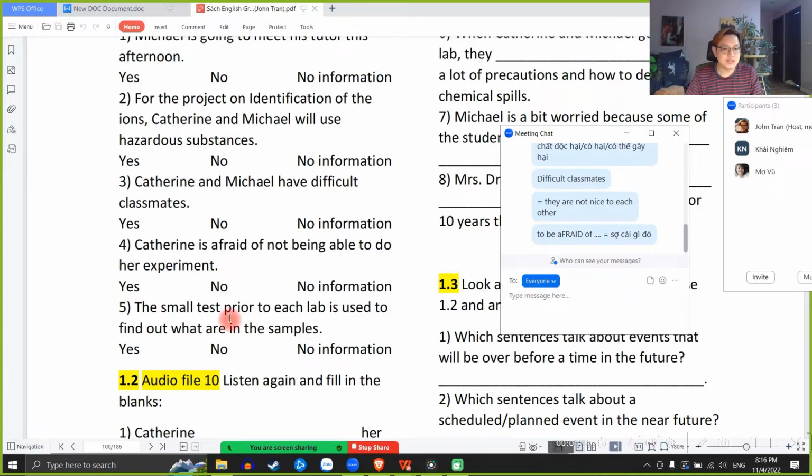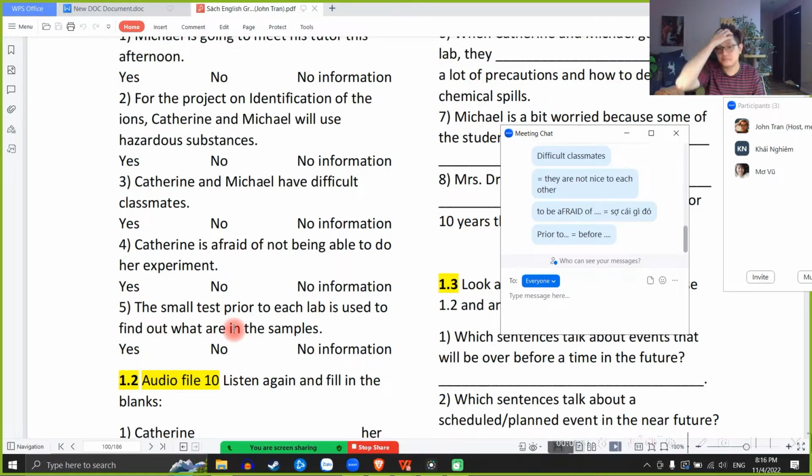Number 5. A small test prior to... means before something. Prior to means before something. A small test prior to each lab is used to find out what is in a sample.